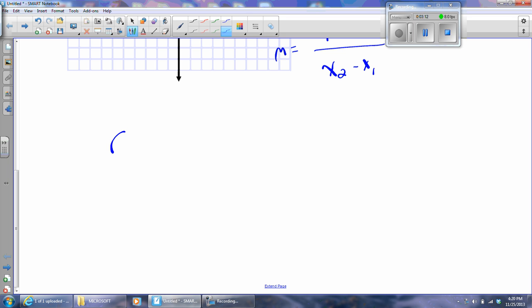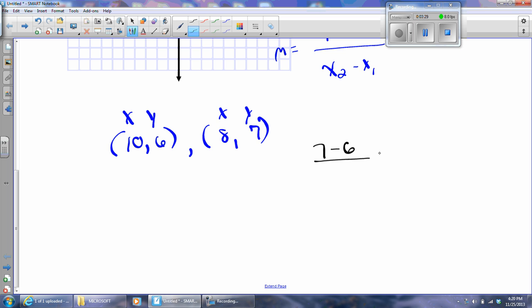So if I had 2 points, say the point (10, 6) and the point (8, 7), well, I know I've got an x and a y, and an x and a y, and if I subtract my y's, say I'll go 7 minus 6, and then I have to subtract my x's. Now I have to be careful. I chose to start with 7, so I must start with 8. 8 minus 10. The slope of the line that would go through these 2 points would be 1 over negative 2, or better yet, negative 1/2.